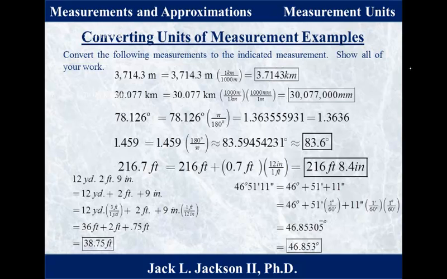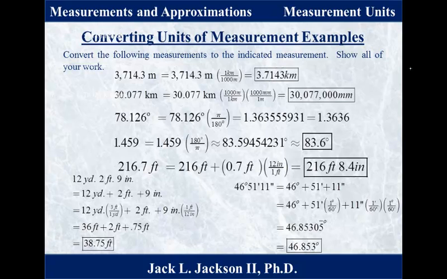30.077 kilometers we want to convert to millimeters. 1,000 meters is 1 kilometer, and 1,000 millimeters is 1 meter. I've arranged these in such a way that both the meters and kilometers cancel, and so we're multiplying by 1,000, which moves the decimal 3 to the right, and then another 1,000 moves it 3 more to the right. So that's 30077 and 3 more zeros, 30,077,000 millimeters.